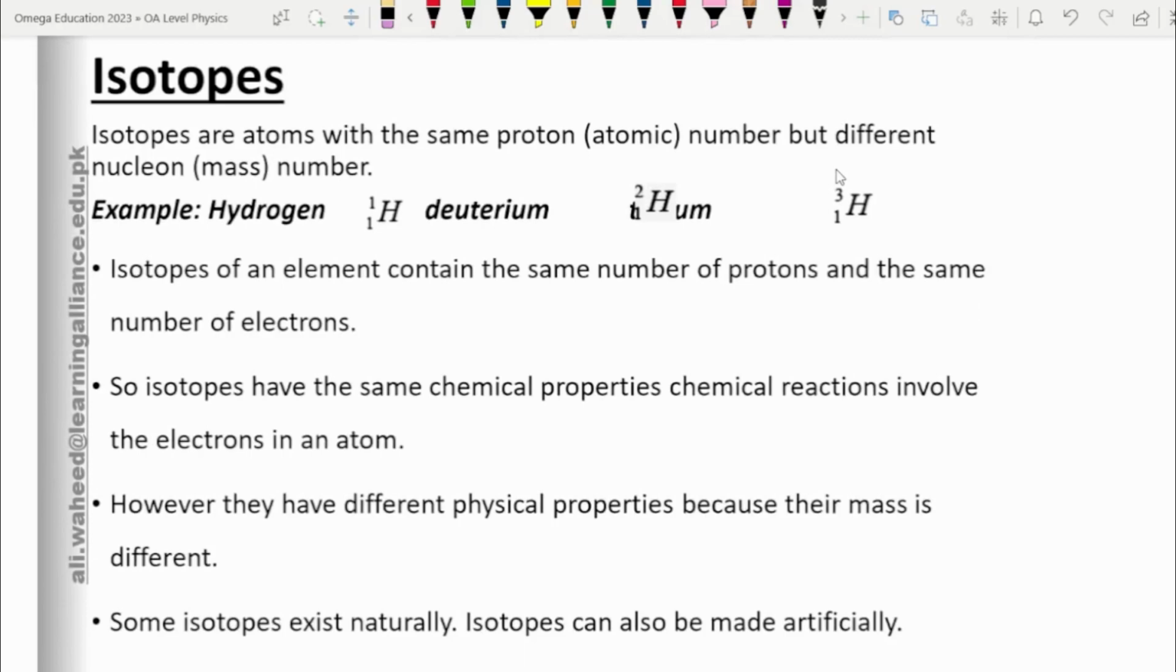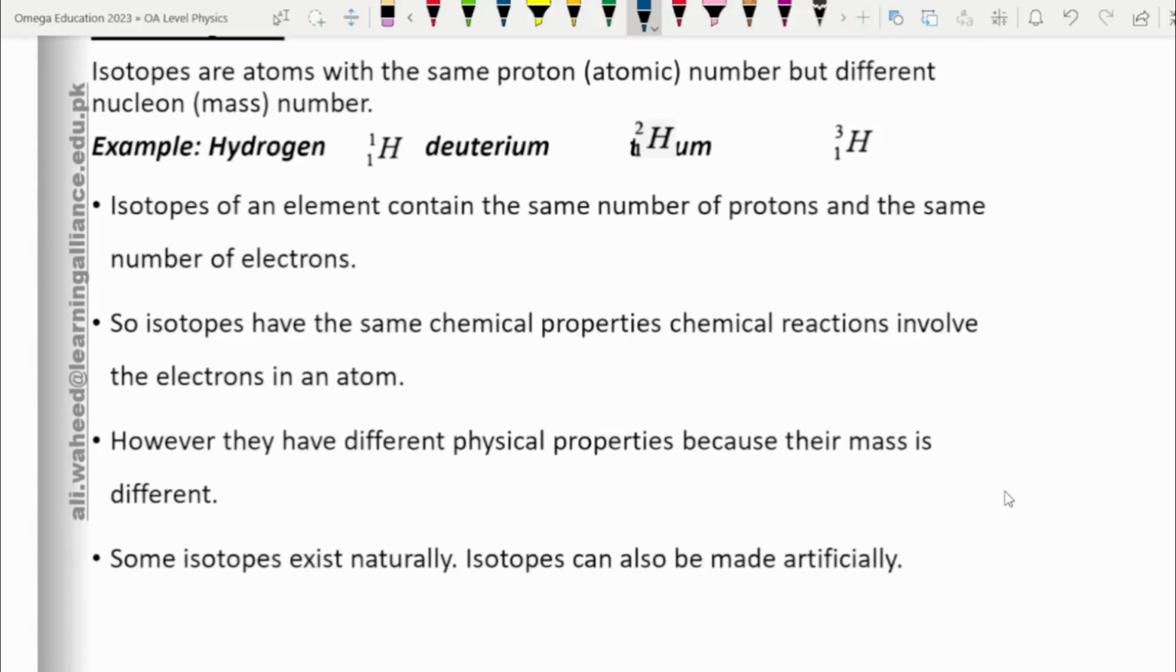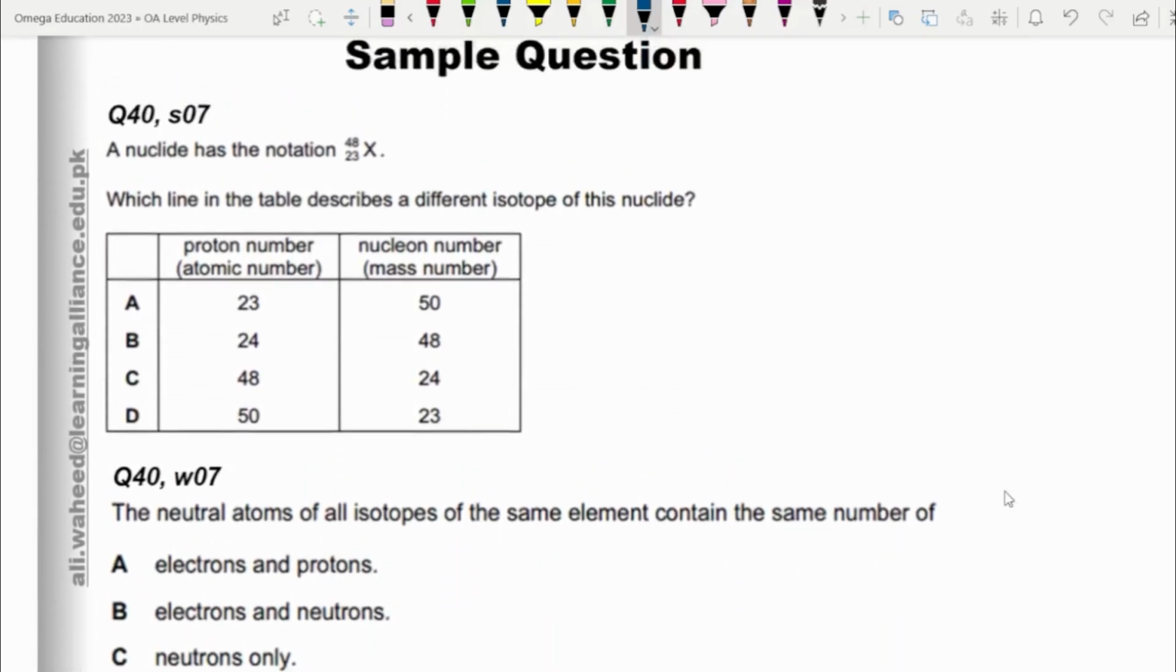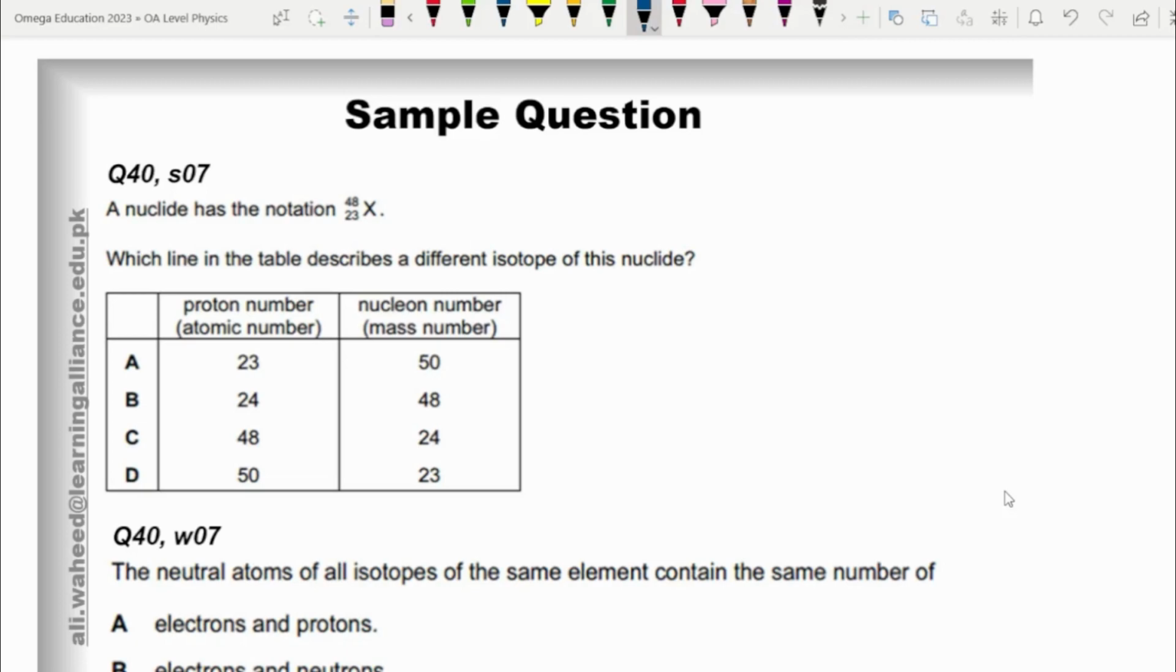Okay, then this one, a small concept we studied, especially the chemistry students, they study this one a lot. Isotopes: the atoms with the same number of protons but different number of nucleons. So the difference in the nucleus is because of the number of neutrons. So let's move on straight to the questions.